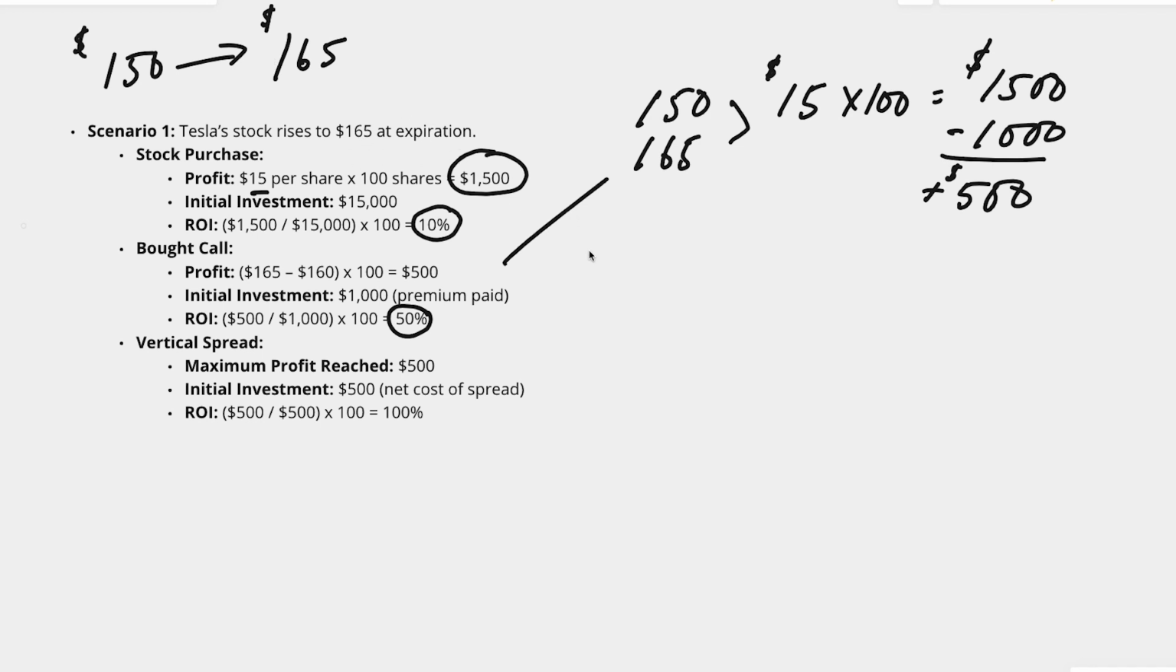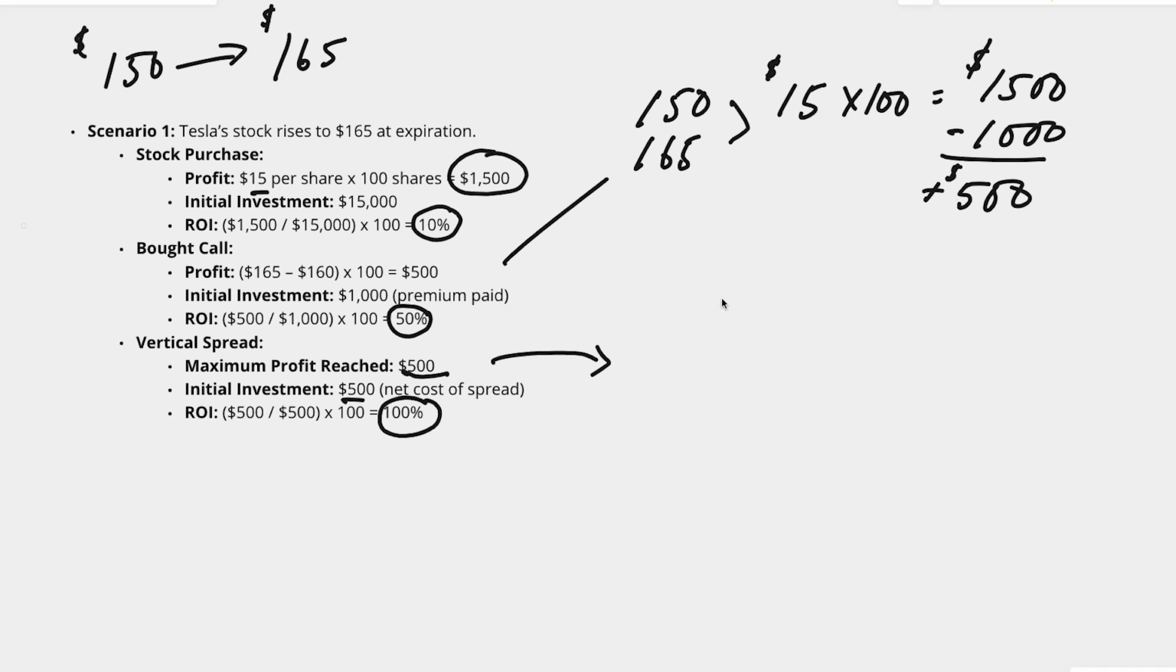And then for the vertical spread, if Tesla moves $15 up here, our $500 max profit is actually reached, but our initial investment was only $500, so that's a return on investment of 100%. If we look at the math on how that one works, we have this call option here, similar to this one, where we are up $500 there, and then we have the option that we sold with some obligation there as well.